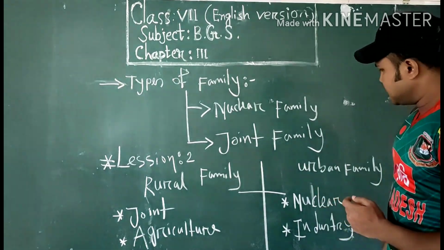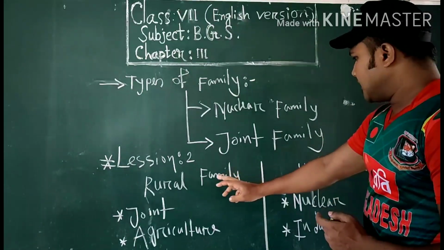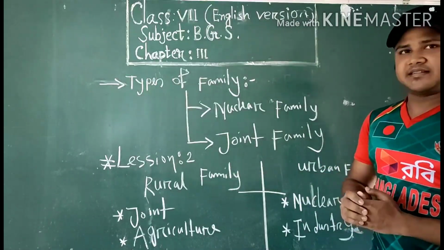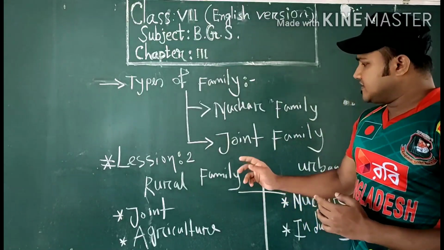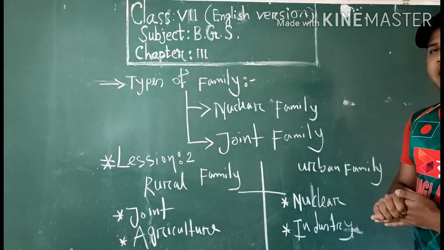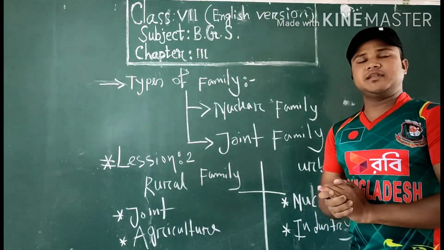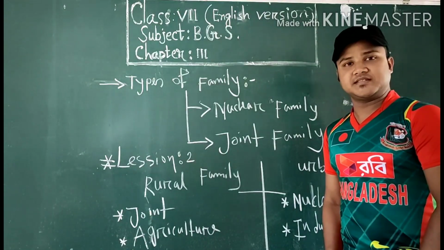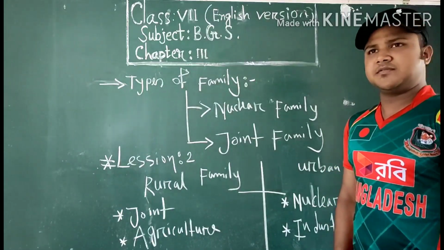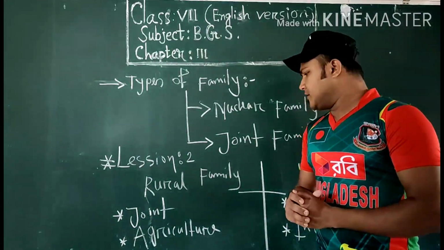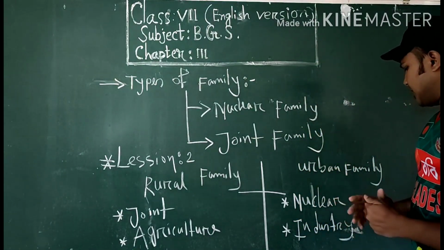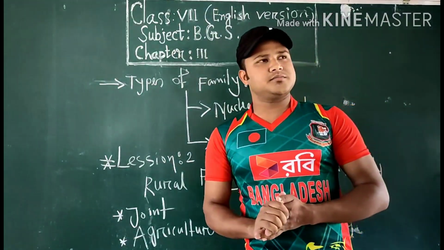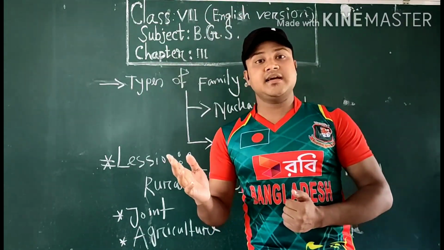Well, my dear students, now I'm going to compare rural family and urban family. Most of the joint families exist in rural areas. This society is agriculture based, and approximately 18 crore people live in our country, most of them in rural areas, that means village areas. So in village areas, most of the families are joint families. In urban areas, most of the families are nuclear, and the economy is industry based. So over time, the function of the families has been changed.